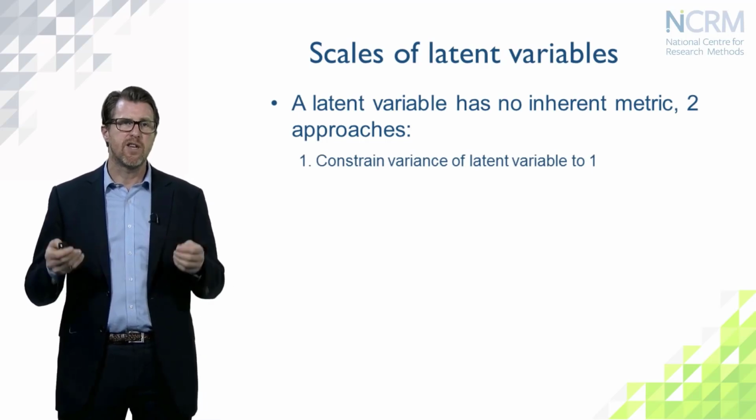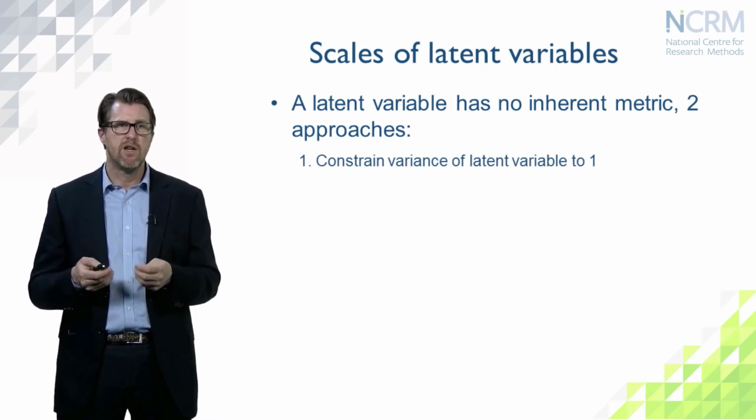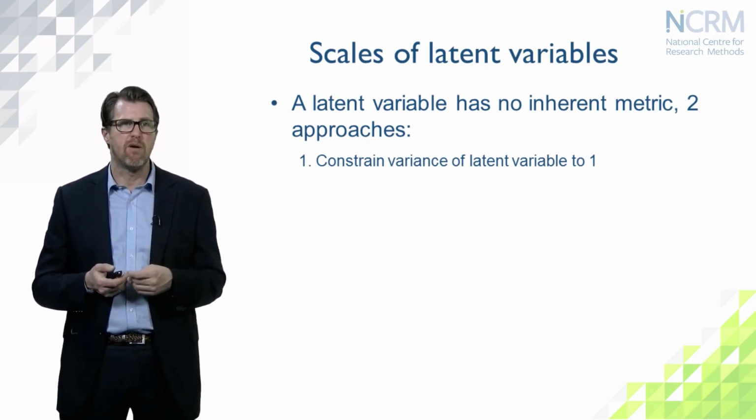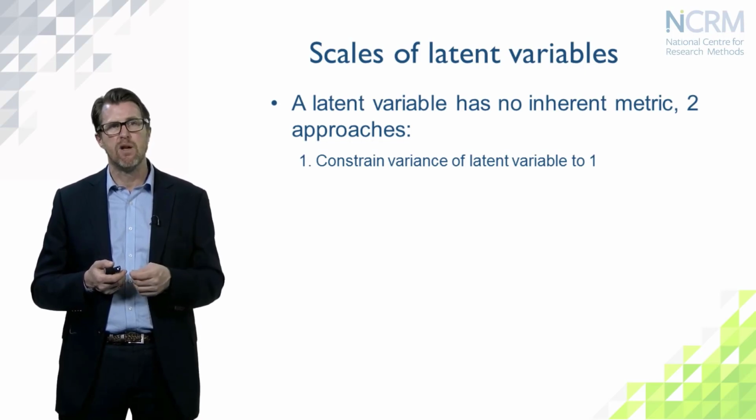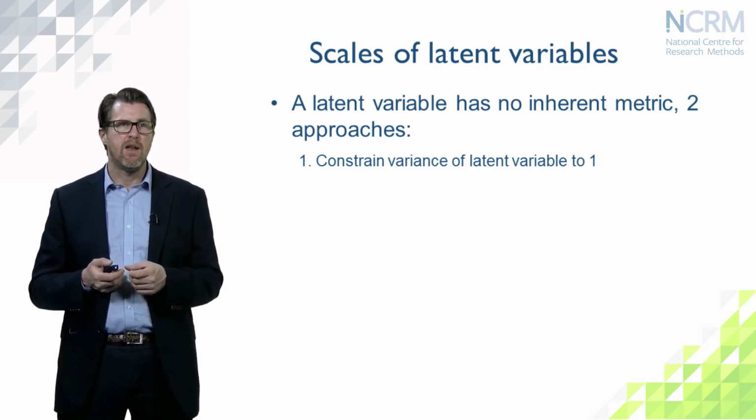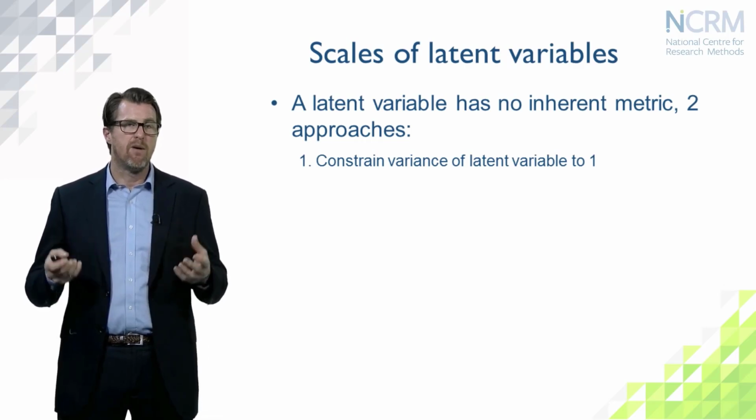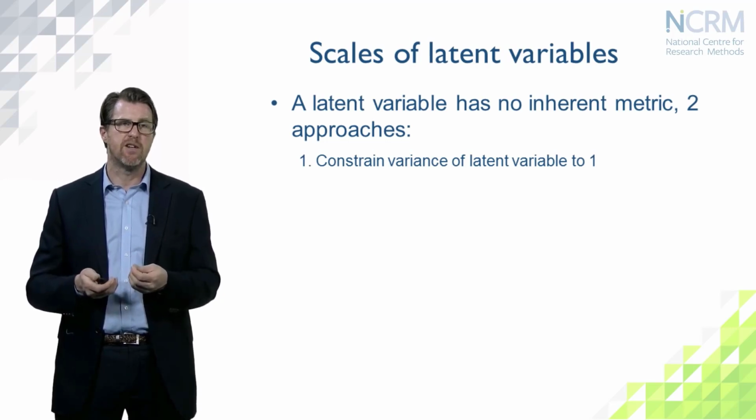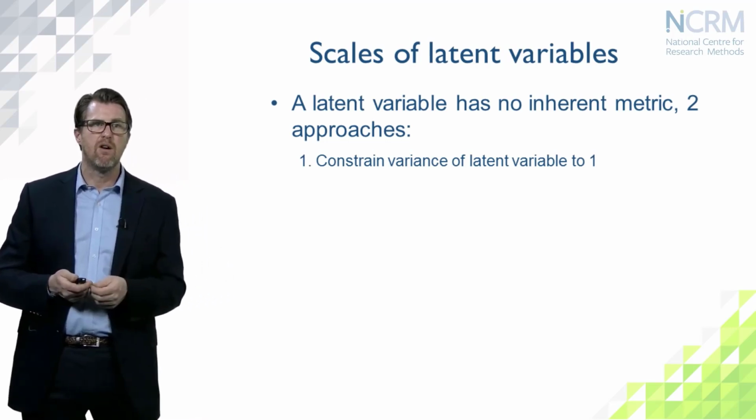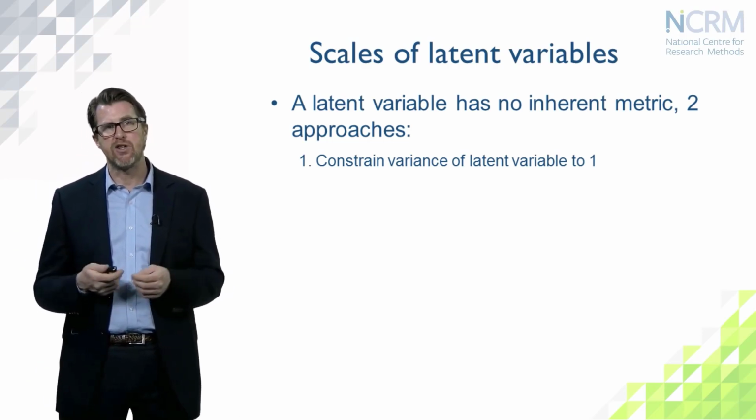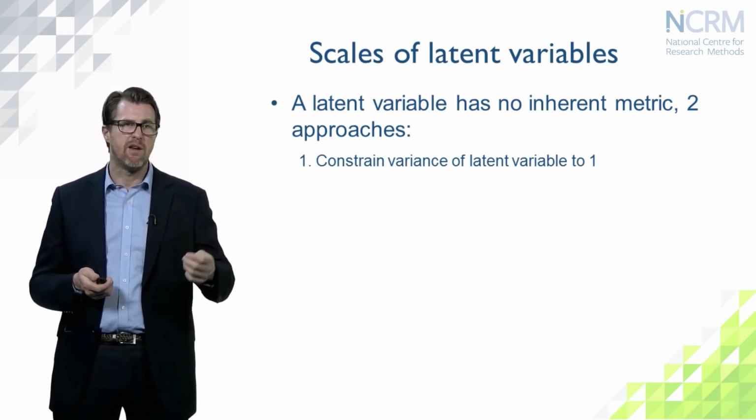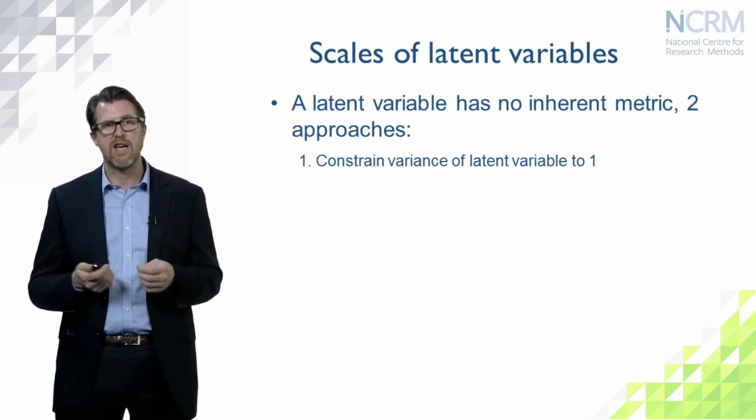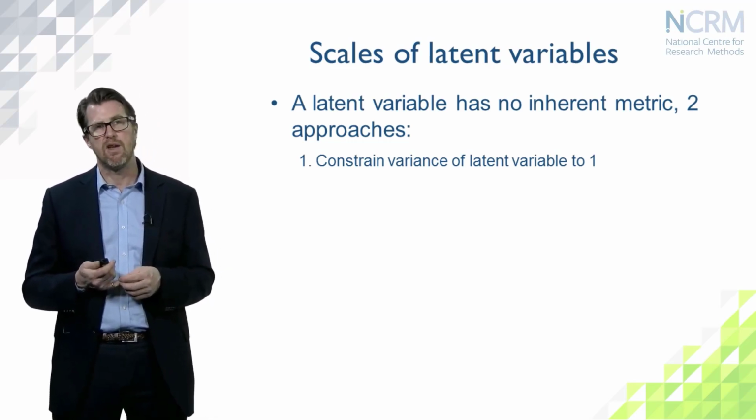The first is to essentially produce a standardized solution so that all variables are measured in standard deviation units. This can be done by constraining the variance of the latent variable to 1. And this has some benefits, but the downside, of course, is that we no longer have an unstandardized solution. If we require all latent variables to be measured in standard deviation units, then they don't have any retention of the unstandardized metric that they could be given.